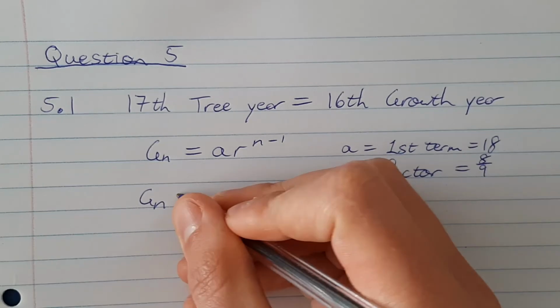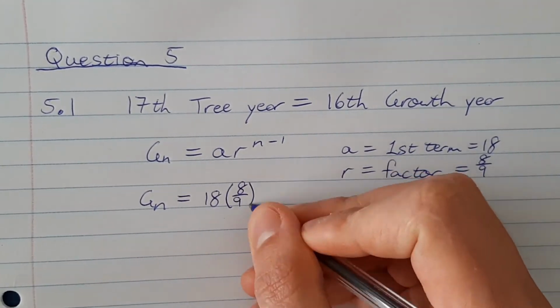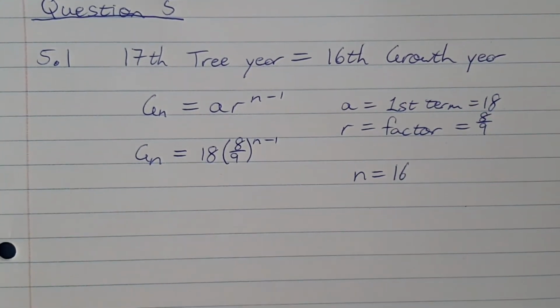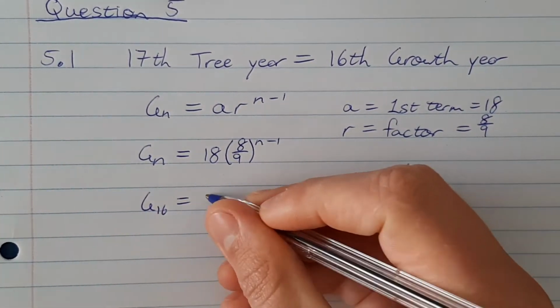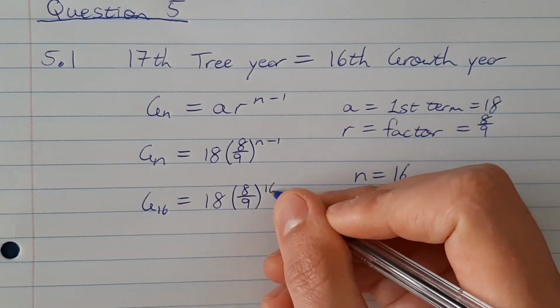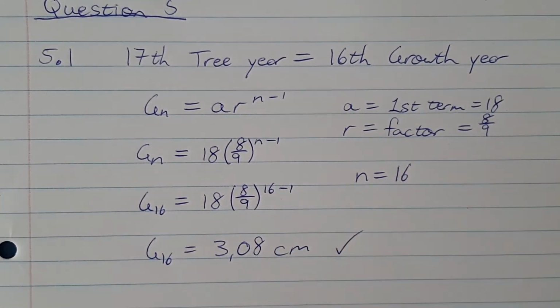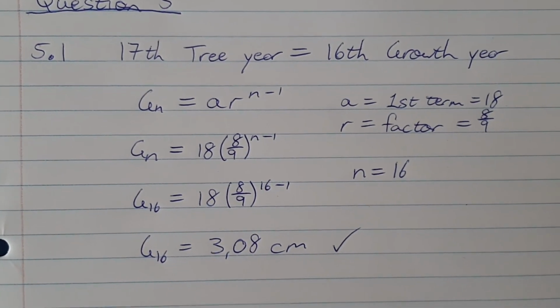We can then substitute N for 16, as it's the 16th growth year, and punch it into our calculators to get the correct answer, which we write down with its unit. You can only get full marks for these kinds of questions if you write out the correct units.